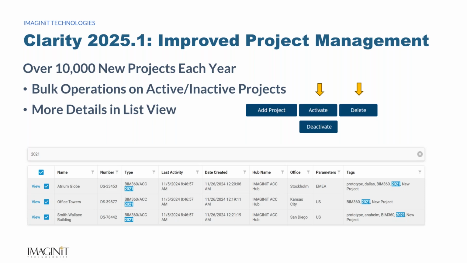Other addition in this area is there are more columns and list details in the view. So tags, parameters, hub name, a few different areas you could filter and find a list where you'd like to do these bulk actions against. In this case, I've shown a screenshot of all the 2021 projects, and I'm just going to select them and either activate, deactivate, or delete them.